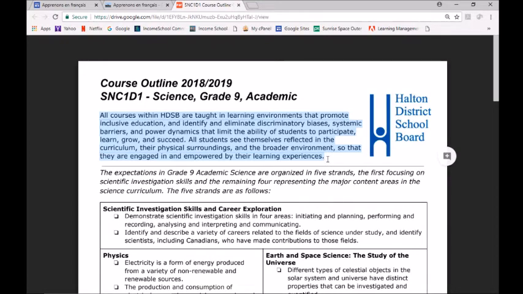All courses within HDSB are taught in learning environments that promote inclusive education and identify and eliminate discriminatory biases, systemic barriers, and power dynamics that limit the ability of students to participate, learn, grow, and succeed. All students see themselves reflected in the curriculum, their physical surroundings, and the broader environment so that they are engaged in and empowered by their learning experiences.